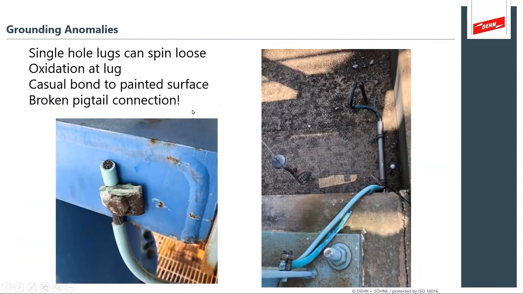Grounding anomalies. Here we've got a single hole lug that can spin loose. You've got oxidation on the lug. It looks like it's probably a casual bond because you've got a wire that's just pressed against a painted surface. Off to the upper right, you can see a broken pigtail connection.